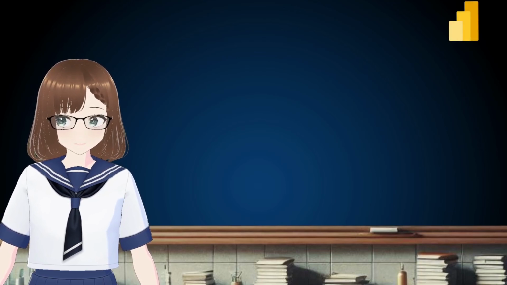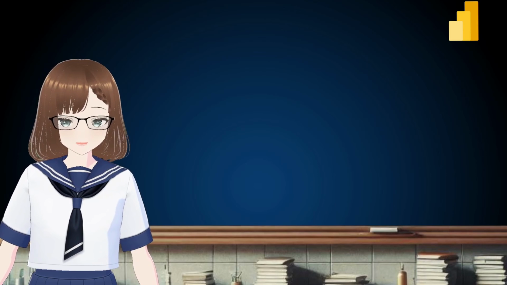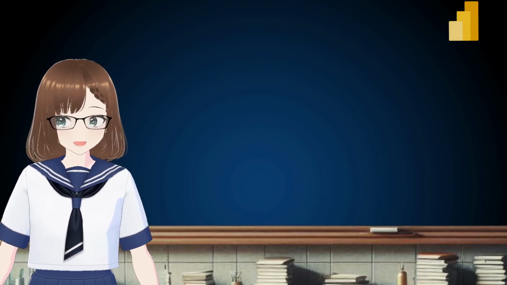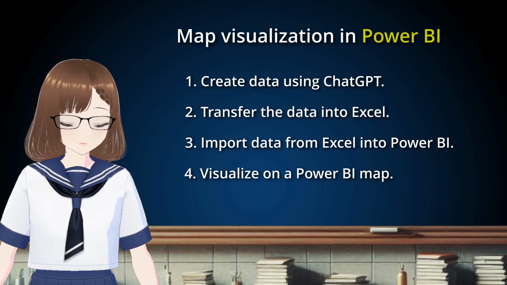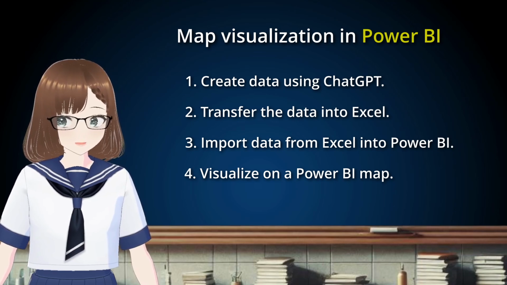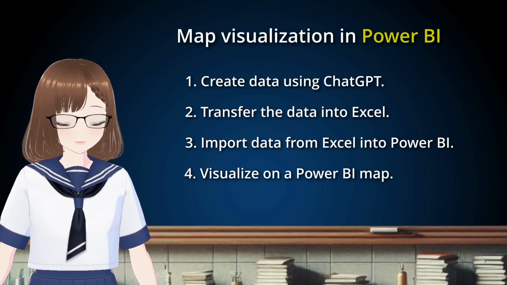I will show you how to make it easy to visualize the headquarters addresses of 21 world-famous companies on a map with zip codes. Here is an explanation of how it is done. 1. Create data using ChatGPT. 2. Transfer the data generated by ChatGPT into Excel. 3. Import data from Excel into Power BI. 4. Visualize on a Power BI map.